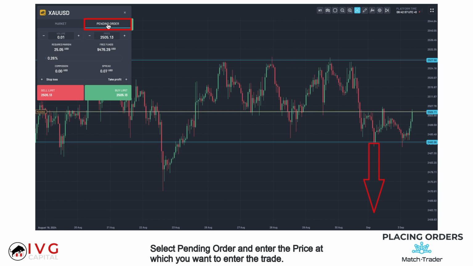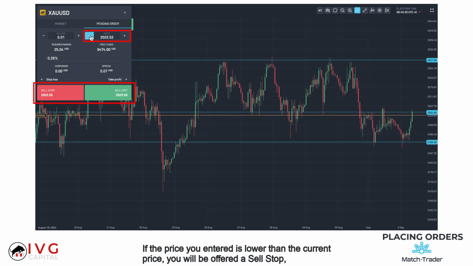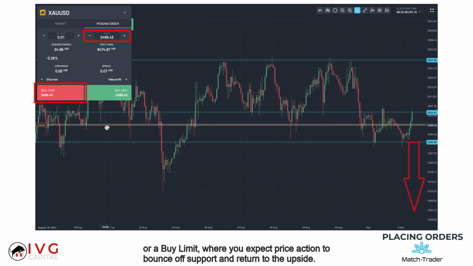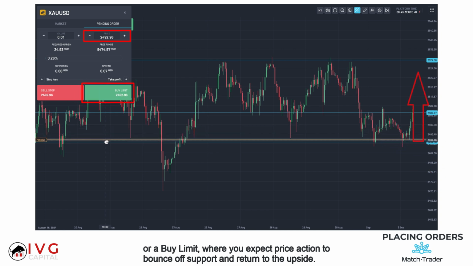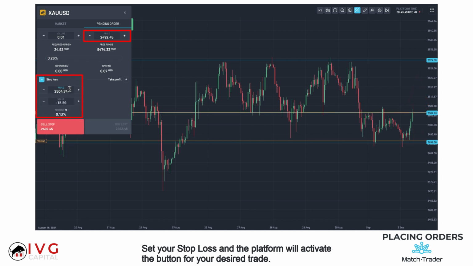Select Pending Order and enter the price at which you want to enter the trade. The platform will automatically select the type of pending order. If the price you entered is lower than the current price, you will be offered a sell stop, where you expect price action to continue lower, or a buy limit, where you expect price action to bounce off support and return to the upside. Set your stop loss and the platform will activate the button for your desired trade.